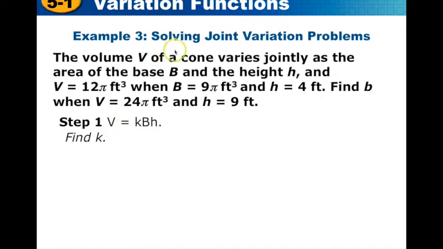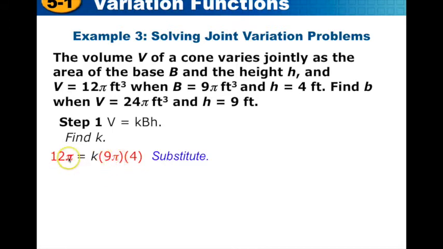They tell us that V, the volume, varies jointly as base and height. Since it varies jointly, we're going to be multiplying together, so we still have to have a k in front. V equals k times BH. Now we have to figure out what k is, so we're going to plug in the first values that they give us: V is 12π, B is 9π, h is 4. Plug those in, and that will allow us to solve for k.